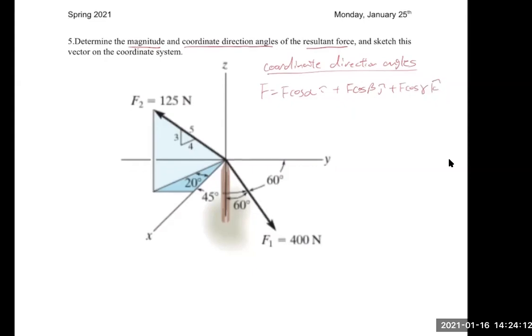And I want you guys to know that each of these angles, alpha, beta, and gamma, is measured from its positive axis. So this is the positive x-axis, positive y-axis, positive z-axis. And by positive, I mean that it's counterclockwise. Right now it might seem a little bit tricky or weird, but you guys will understand as I work this problem.